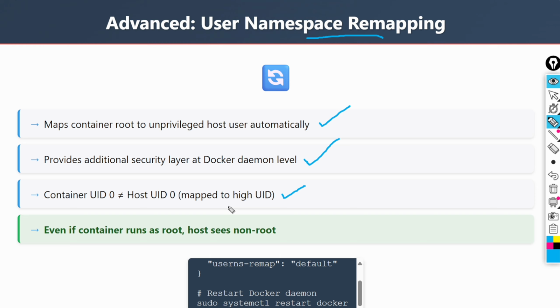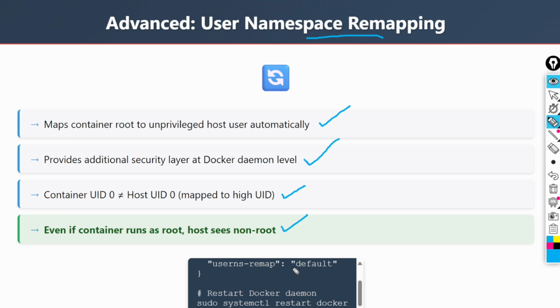Okay, but on the host it's mapped to a high user ID, some 10000 like that, which has no root privileges. That is the significance of these pointers. Even if the container runs as root, the host sees it as non-root. Basically, this means legacy applications can still run as root inside a container, but the host treats them as harmless. Why? Because that was the unprivileged user.